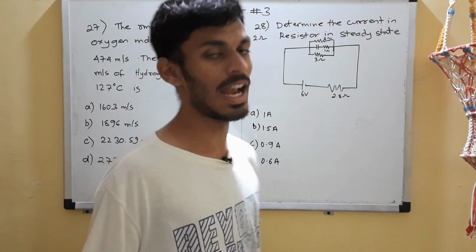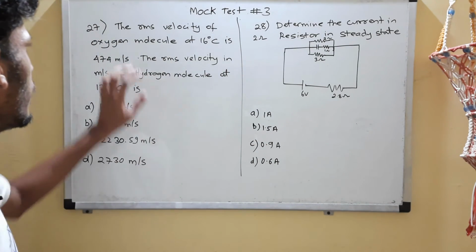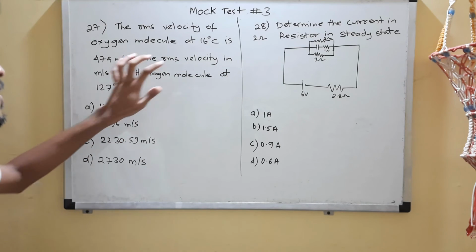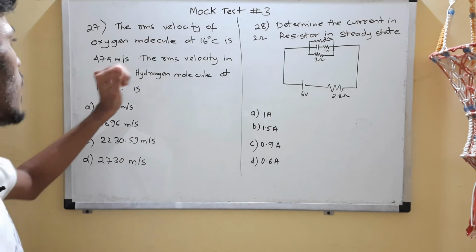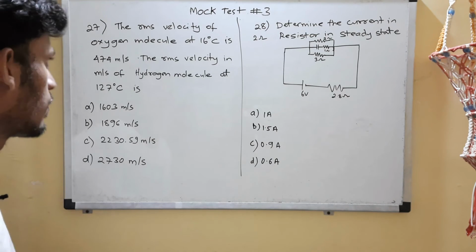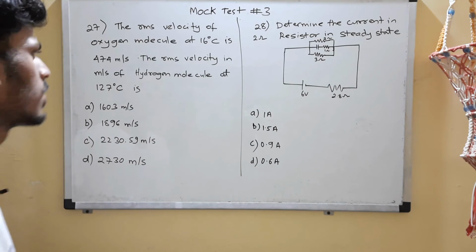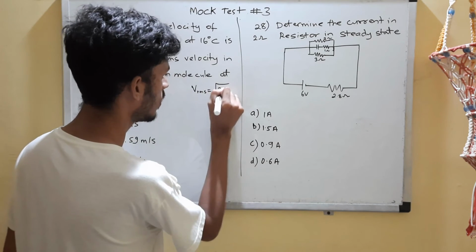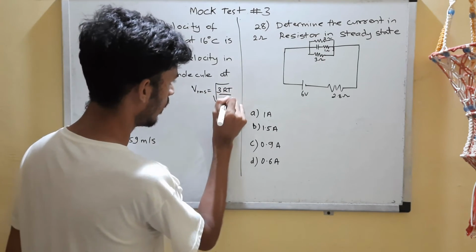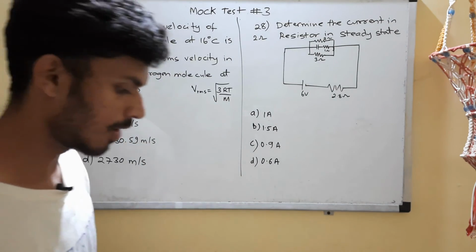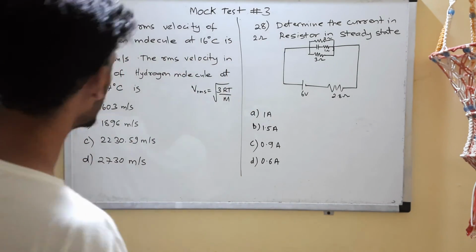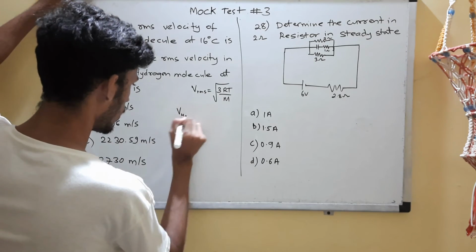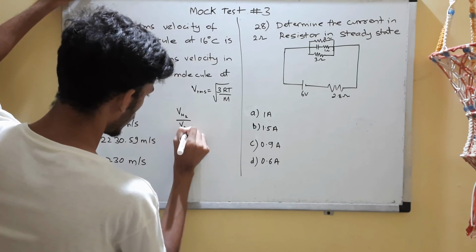Question number 27 and 28 over here. In question 27, we are given the RMS velocity of oxygen molecule at 16 degrees Celsius. You are supposed to tell what will be the RMS velocity of hydrogen molecule at this temperature. Basically RMS velocity is given as under root 3RT by M, where M is the molecular weight and T is the temperature. R is a constant. So here, the velocity of, suppose, hydrogen molecule divided by velocity of oxygen molecule.